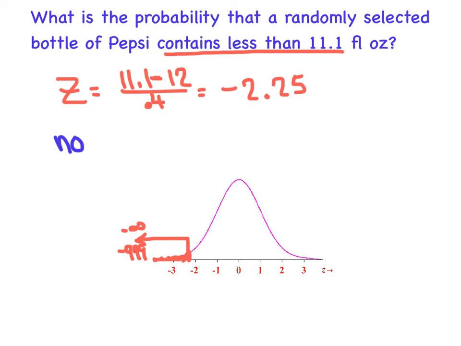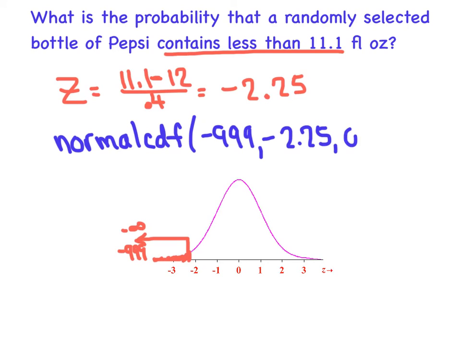So our normal CDF is going to go negative 999, followed by negative 2.25, followed by 0, followed by 1. We hit enter. We got an area of 0.012, or a 1.2% chance that a randomly selected bottle of Pepsi contains less than 11.1. So if you fell into that range, you know you were having a bad luck day, and you got gypped on that bottle. But hopefully it'll even out, and the next one you get will have a lot more than that.